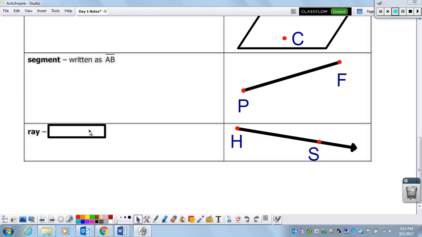Next up we have a ray. A ray almost looks like half a line. It has what we call an endpoint, and it goes in one direction. So this would be ray HS. It starts at point H, it goes through point S, and continues on in that direction.